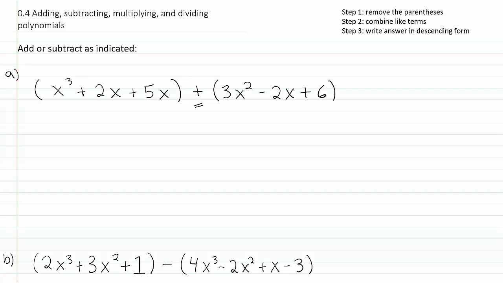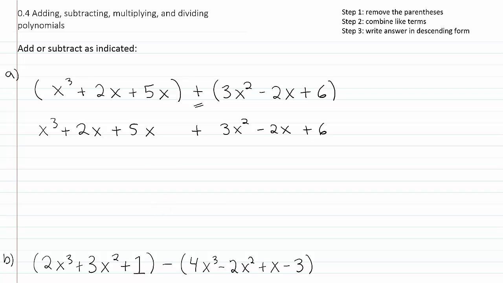Alright, so if the problem just involves addition, then all we have to do is to drop the parentheses. We don't have to do anything special, so we can just rewrite the problem without parentheses. So removing the parentheses for an addition problem is really quite easy. Once we have the parentheses removed, we simply have to look at the problem and say, okay, let's identify like terms, and then start to combine the like terms and write the answer in descending form.